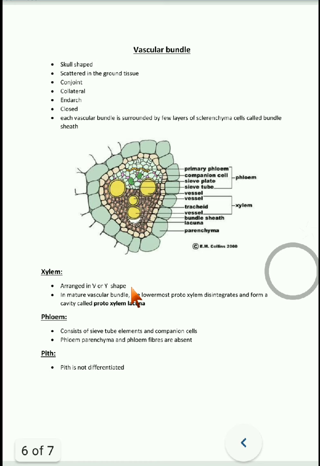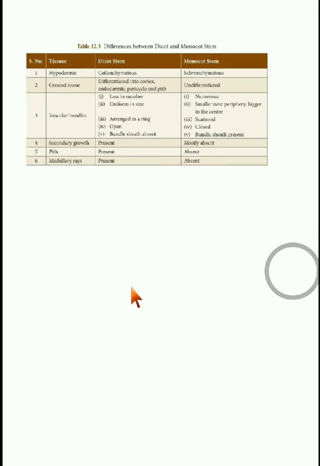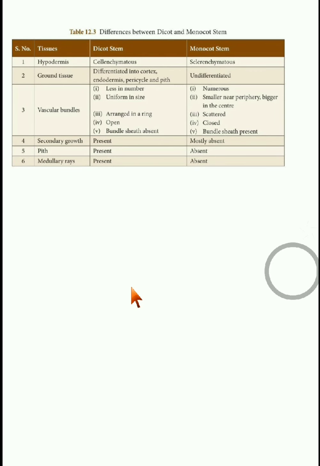Hope you must have understood this. Now we will see the tabular column which is present in this lesson, that is the difference between dicot and monocot stem. Although it is not your book back question, if you are aiming for centum, learn this also. First one is hypodermis. In dicot, hypodermis is made up of collenchyma cells, whereas in monocot it is made up of sclerenchyma cells. Already we have seen collenchyma is for regeneration, whereas sclerenchyma is for support and protection.